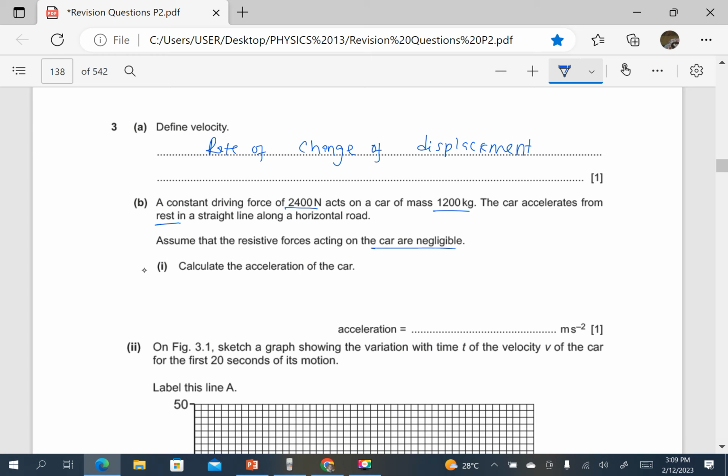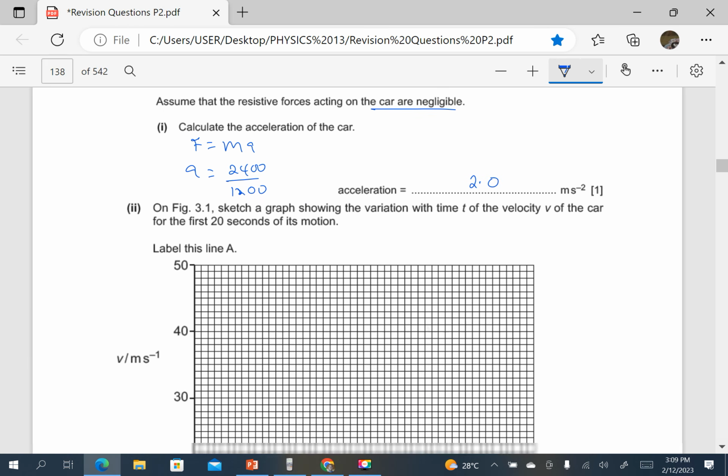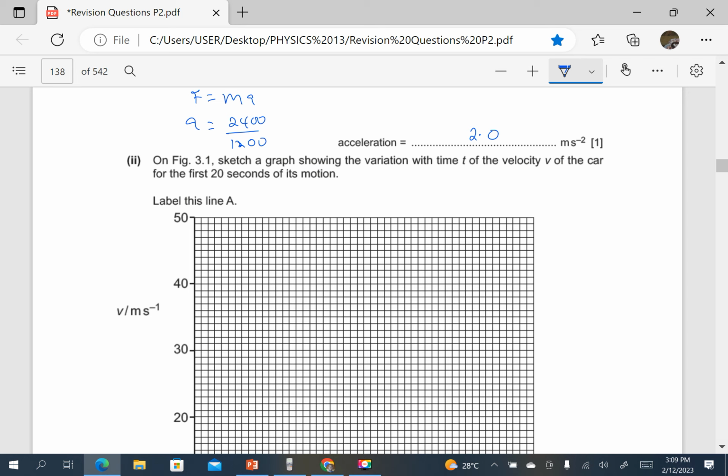Calculate the acceleration. The acceleration is constant, so the resultant force F is equal to mass times acceleration. So the acceleration is equal to the force, 2,400, divided by the mass, 1,200, and that is 2.0. On the figure 3.1, sketch a graph showing the variation with time t of the velocity v of the car for the first 20 seconds of its motion. Label this line A.